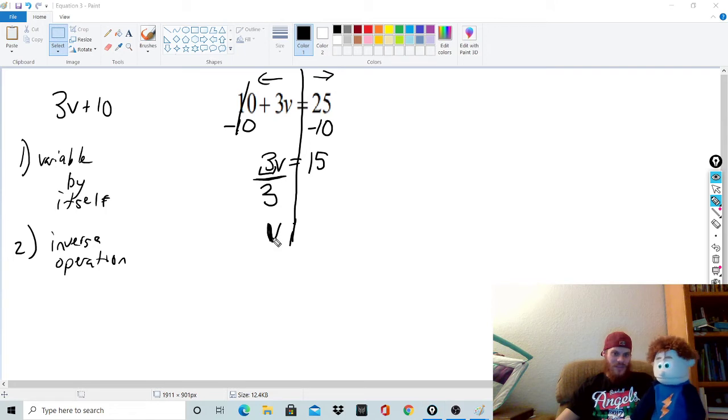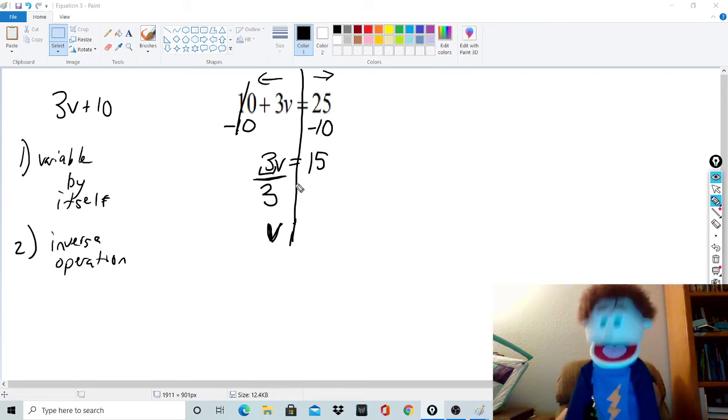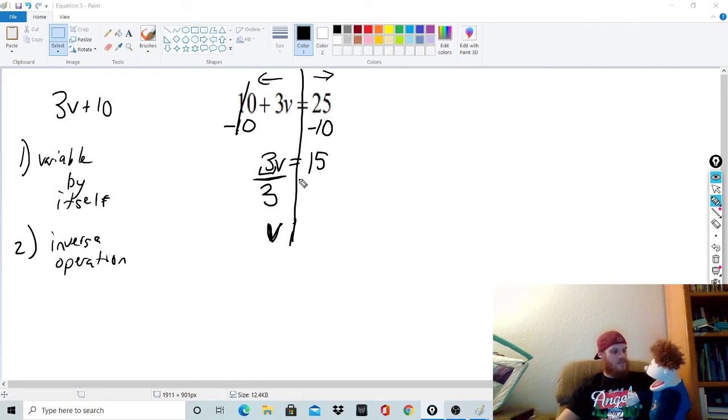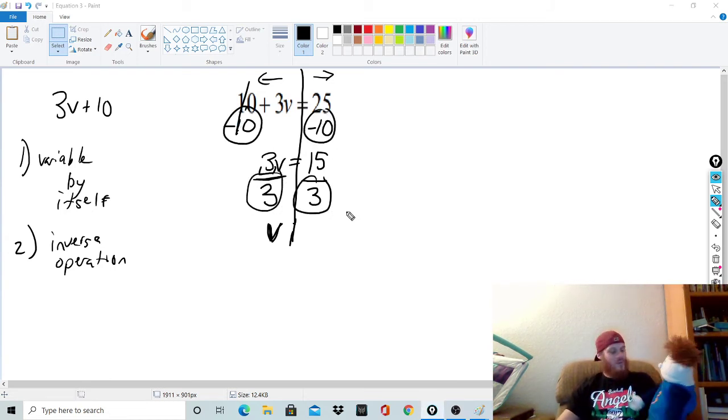But notice what happened, Tommy. The V is by itself. So what did I forget to do, though? Oh, wait, you divided by 3 on the left side, so you have to do it on the right side. Oh, so I'm going to divide this side by 3. You're totally right, Tommy, because whatever I do on one side, I have to do on the other. So what is 15 divided by 3, Tommy?